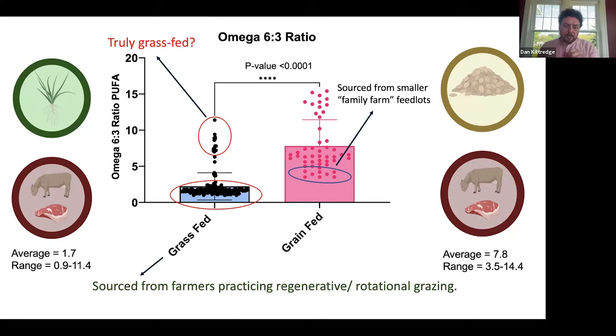And you can see on the left, at the bottom, it's the grass-fed side. And we've broken this out in a sort of binary way to say grass-fed, not grass-fed, but obviously there's a continuum in there. So these are animals finished entirely on grass. The average was 1.7 to 1. So omega-6, omega-3 is 1.7 to 1. And the range is from 0.9 to 1 to 11.4. But you can see the vast majority of the samples are bunched in there below 2 to 1. Almost all of them are there. And there's a couple outliers that are sticking up way high.